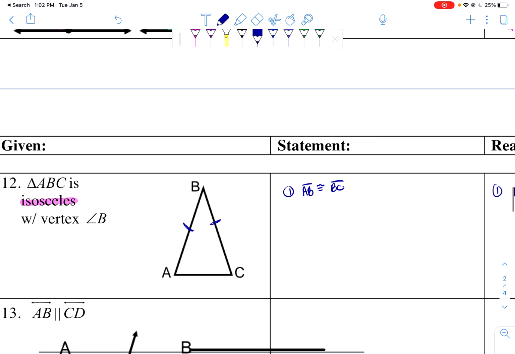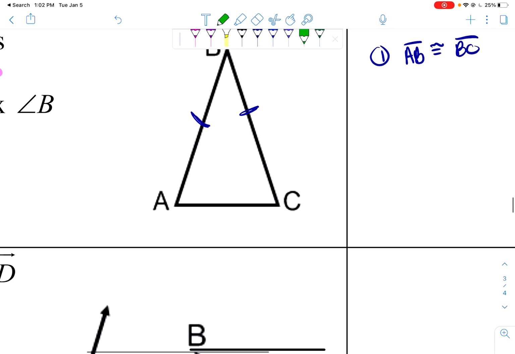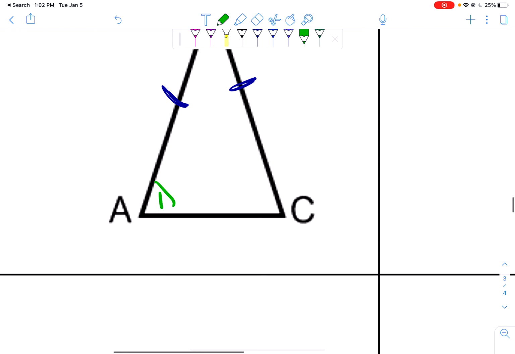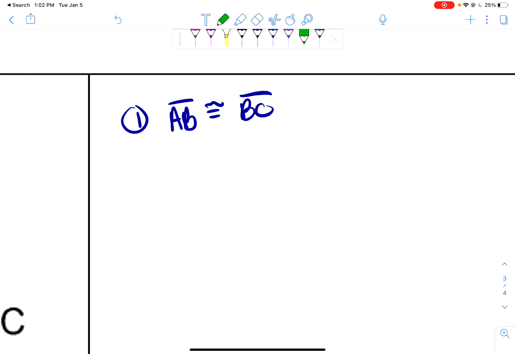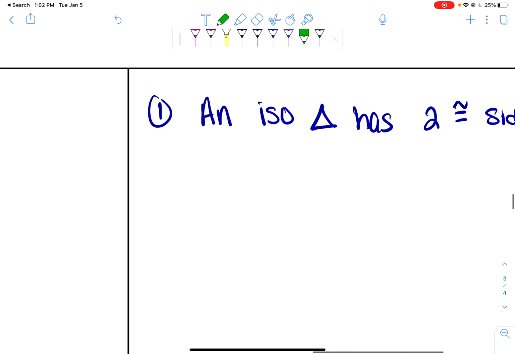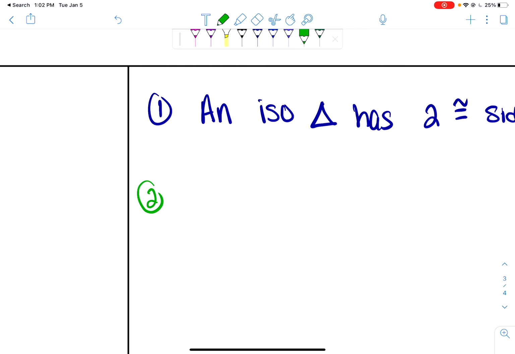The next thing I can say is that my base angles are congruent. So I can say angle A and angle C are congruent, or if you want, we can just number them. So I can say angle 1 is congruent to angle 2. And my reasoning is an isosceles triangle has two congruent base angles.